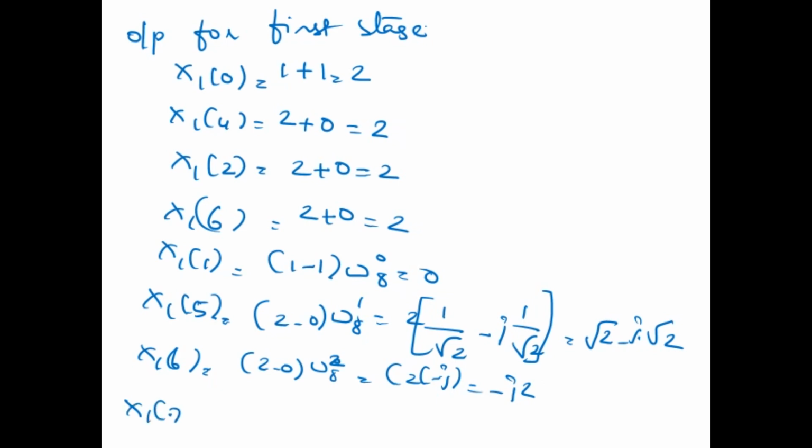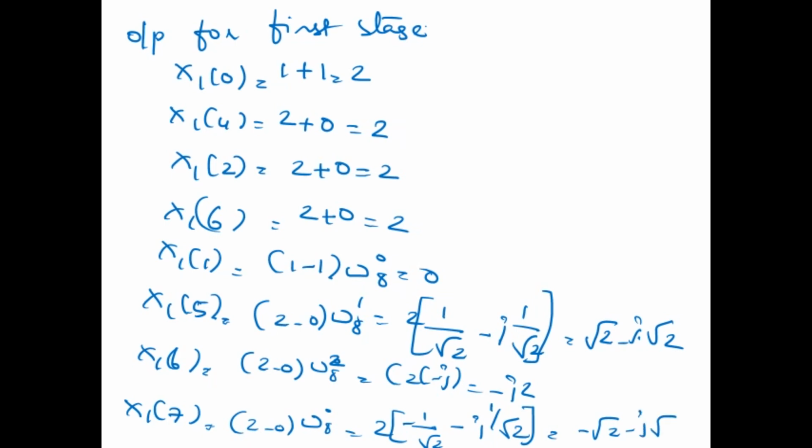X1 of 7 is equal to 2 minus 0 into omega 8 of 0, which is equal to 2 into minus 1 divided by root 2 minus j into 1 divided by root 2, which is equal to minus root 2 minus j root 2.